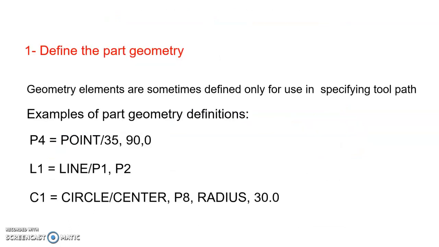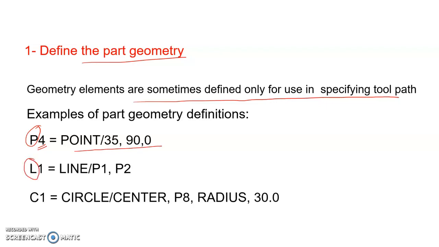First, we will discuss how to define the part geometry in APT. The geometry elements are sometimes defined only for use in specifying the tool path. Examples of part geometry definitions: the letter P is used for denoting points. All the points in a part have to be predefined by the operator. Here 4 stands for the fourth point, the address is given as 4. How a point is defined will be explained later. Capital L is used for representing a line, and L1 means the first line. Capital C is used for representing a circle, and C1 means circle 1.